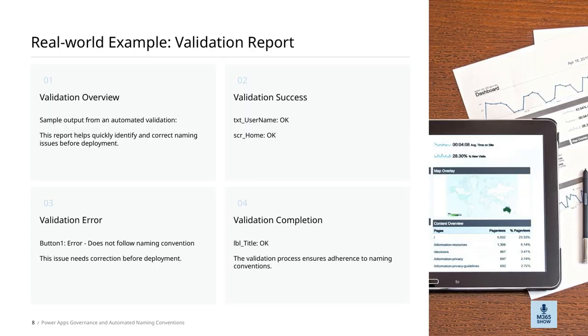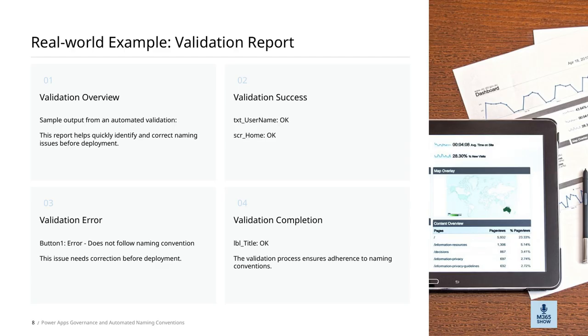In this slide, I want to walk you through a real-world example of how validation reports work in Power Apps governance and automated naming conventions. Here, we see that the validation process plays a crucial role in ensuring that all naming conventions are followed properly before deployment. For instance, you can see the validation completion indicator, which confirms whether the naming standards have been met.